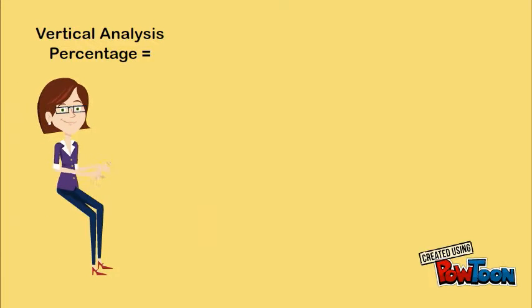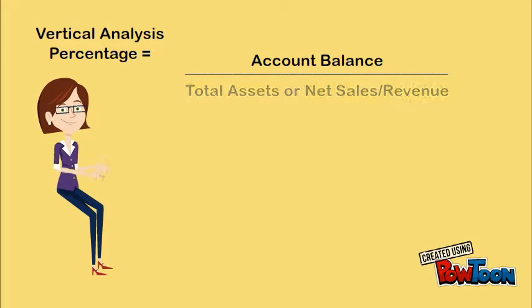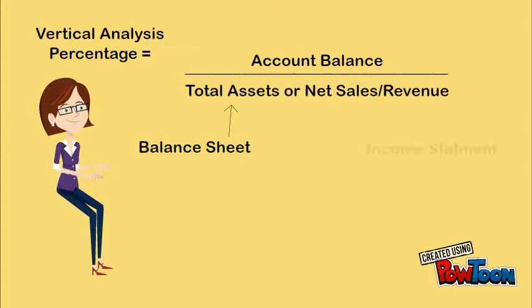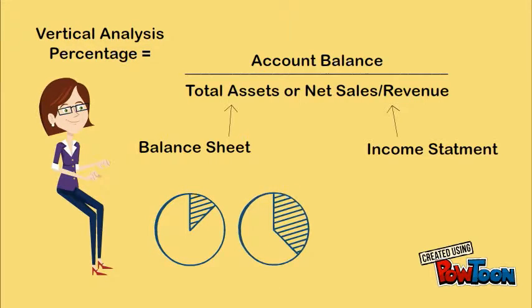Vertical analysis involves dividing the accounts receivable balance by the balance of total assets on a balance sheet or the balance of net sales or revenue on an income statement. This percentage indicates the proportion of total assets or sales that are receivables.